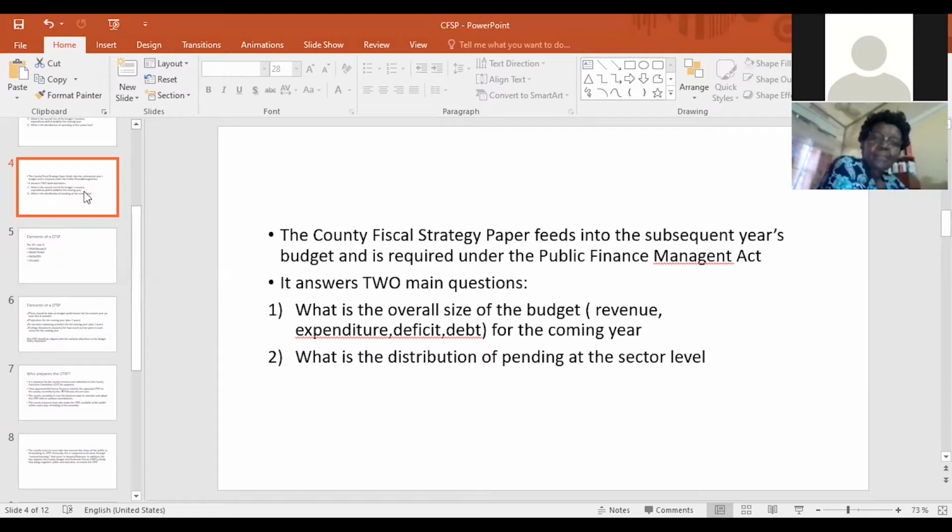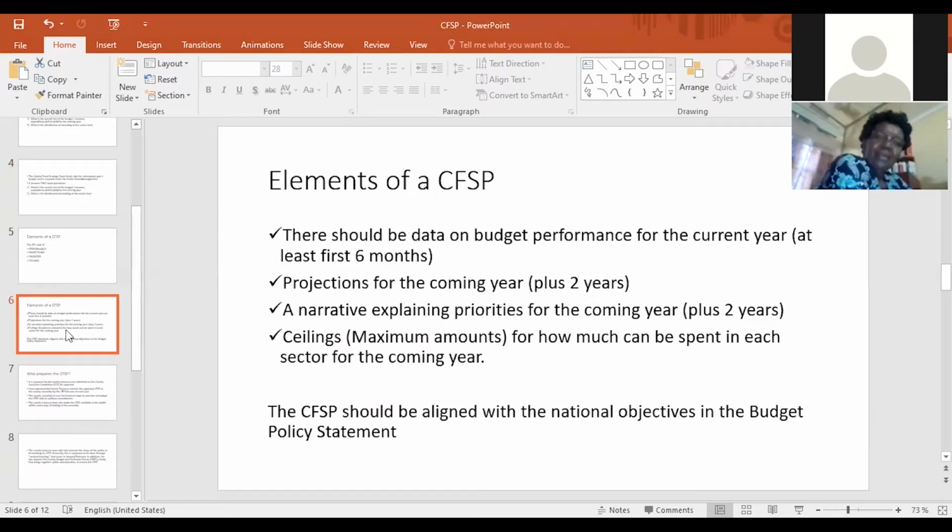The prioritizing, the projection. So when it comes to the prioritization, it has to deal with which projects the county is going to emphasize or give more of their revenue. The projections has got to do with what they will do. The performance is how much will be achieved, and the ceiling is how much money or revenue will be allocated to which prioritized projects. I don't know whether I am right there.